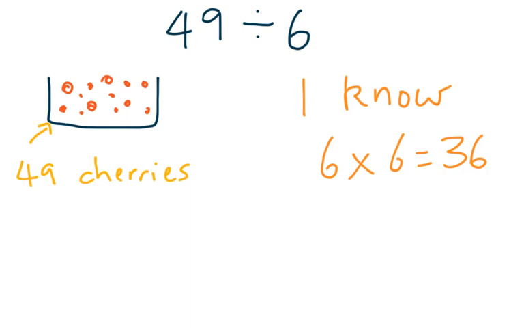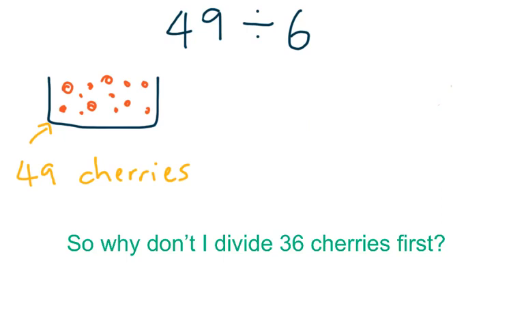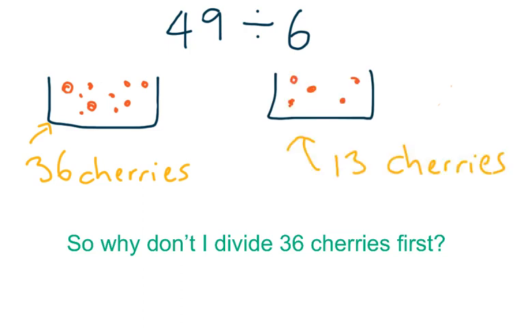And the reason for this is I know that if 6 times 6 is 36, then 36 divided by 6 is 6. So of course I split off some of the cherries so that I can have my 36 to deal with first. And the ones that I split off, I need to put somewhere else because they will need to be shared out or divided out as well.